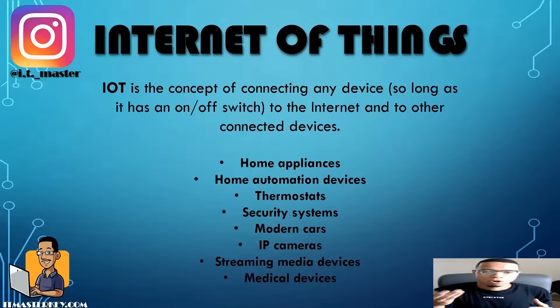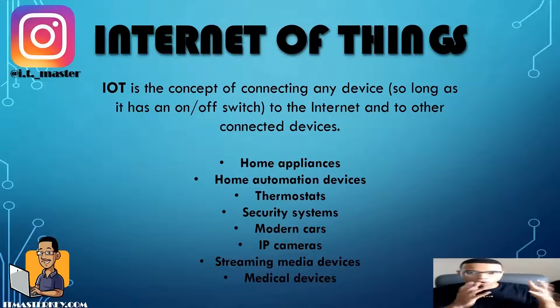But some of these are the list of devices that would be considered part of the Internet of Things family. So like I said, home appliances, we got smart washers and dryers as well, home automation devices, things like a refrigerator. That would be considered automation because it automatically, that's all automation is, when it does something automatically without any intervention from you, right? So it'll order the milk, it'll order the eggs, it'll order whatever you need, and it'll show up at your doorstep.